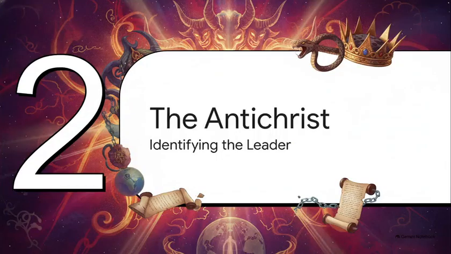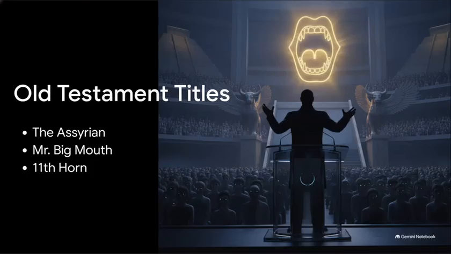Section 2. Identifying the Antichrist. So who ends the interval? You know, the term Antichrist is actually kind of clumsy. It's barely even used in Revelation. Instead, the Old Testament gives us over 30 different titles for this coming world leader. One of the big ones is the Assyrian, which totally hints at his geopolitical origins, but my personal favorite, Mr. Big Mouth. Across passages like Daniel 7 and Revelation 13, his absolute defining characteristic is his mouth.